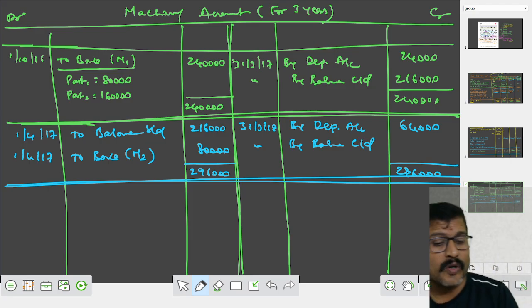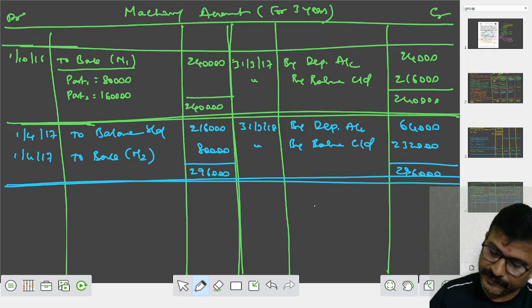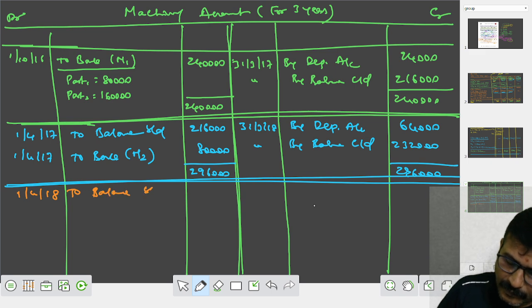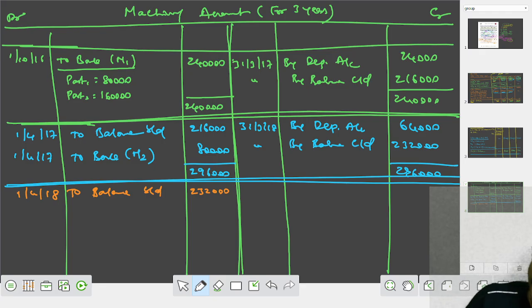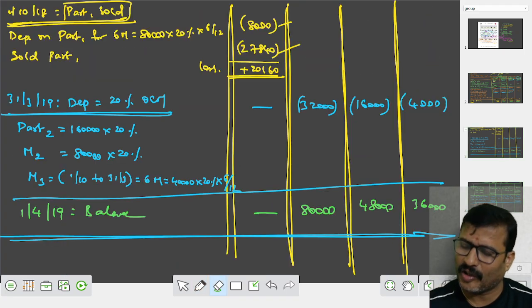2,96,000. Work out the difference, my dear student. It comes to 2,32,000. Now you brought down for 1st April 18. To balance brought down 2,32,000. Finished. Now we are in the last year.